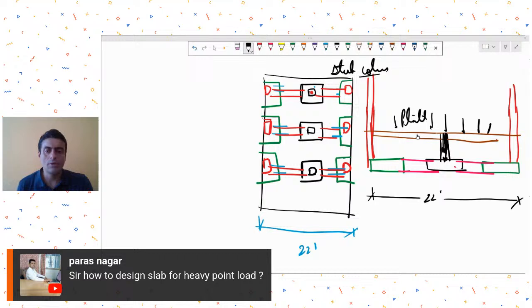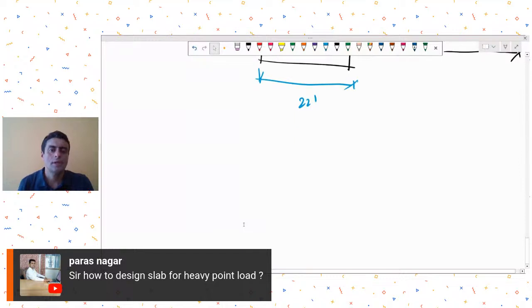So, engineer Paras is asking how to design slabs for heavy point loads. So, for heavy point loads, analysis wise, you could refer to IS 875 Part 2 for heavy point loads on slab. Number one thing is always avoid heavy point loads on slab. Why to avoid heavy point load on slab?